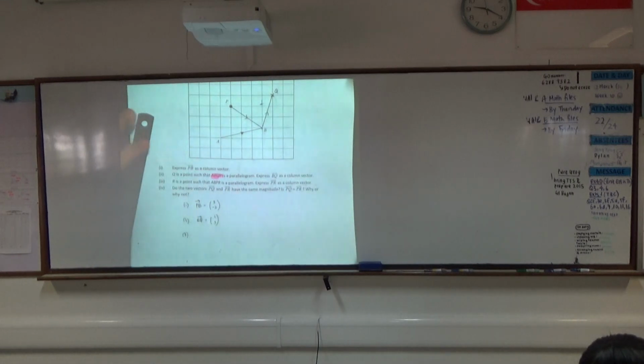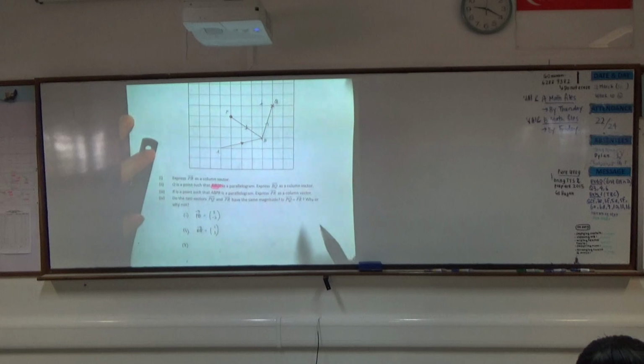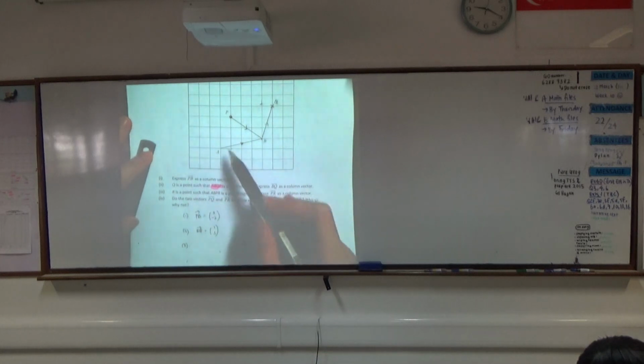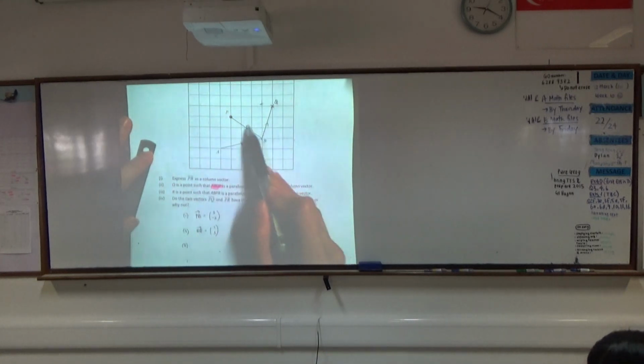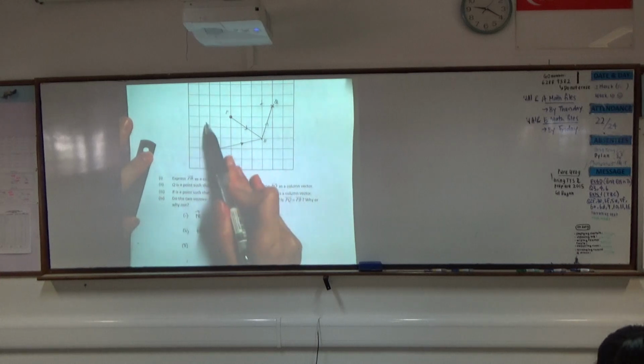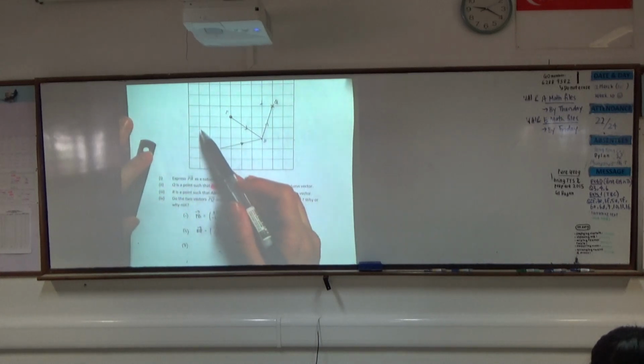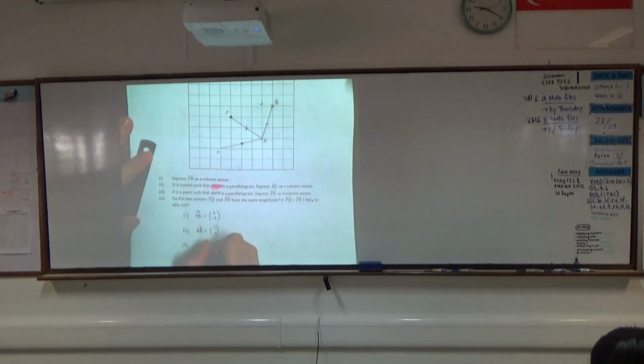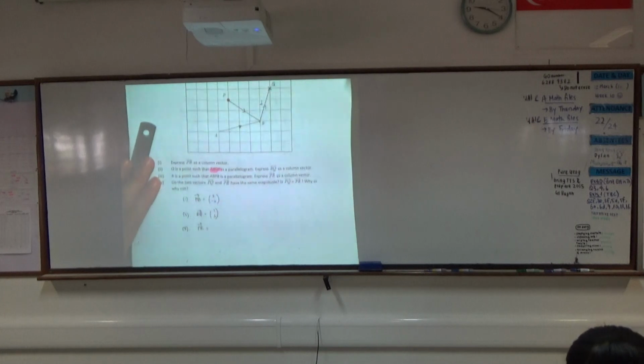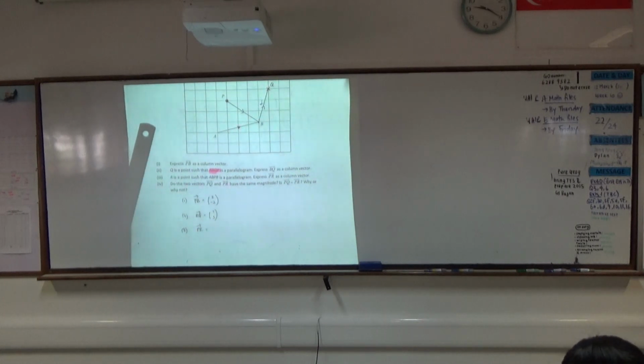Next, ABPR, in this case, is a parallelogram as well. So based on what I shared earlier, ABPR must be around here. So could you locate where R is, or figure out what the vector PR is going to be? Try to figure it out on your own.